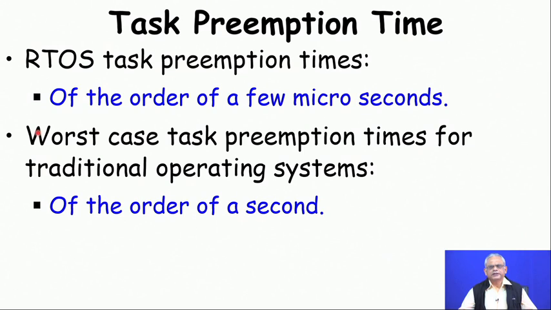In the next lecture, we will look at Unix as a real time operating system, and we will see that one of the major problems is that task preemption time in Unix is of the order of a second, and therefore, if a hard real time task has a deadline of 100 microseconds or something, then the task preemption time itself is going to cause a deadline miss.